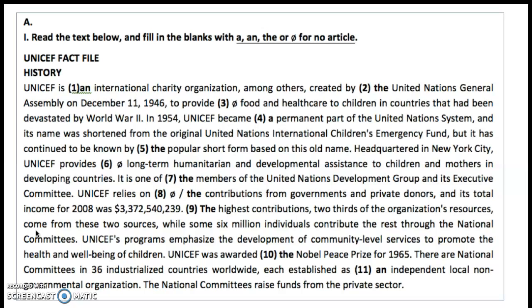Number 8 has two alternative answers. We can use no article because the noun contributions is plural, or we can use the because we know which contributions we are talking about, the ones coming from the governments and the private donors. For number 9, you should know that before the superlative adjectives, we use the.